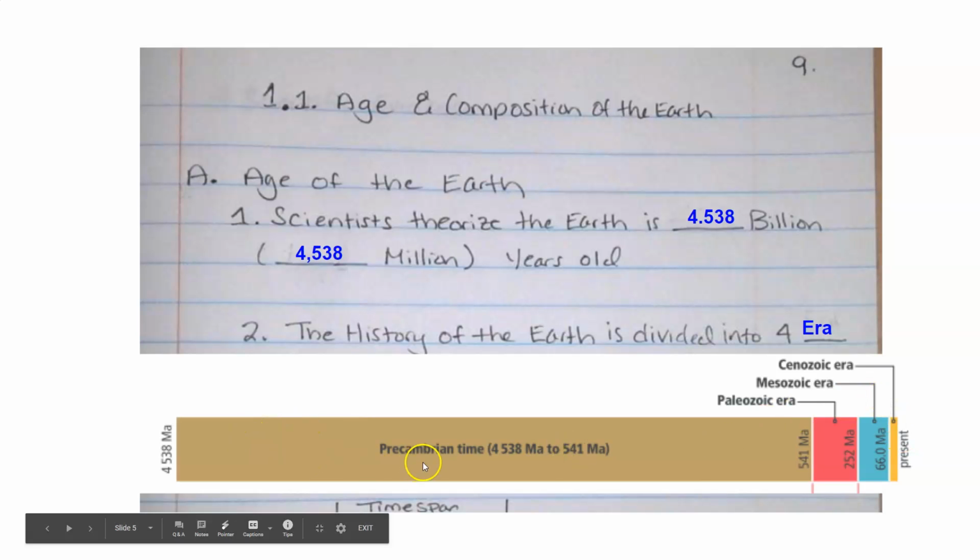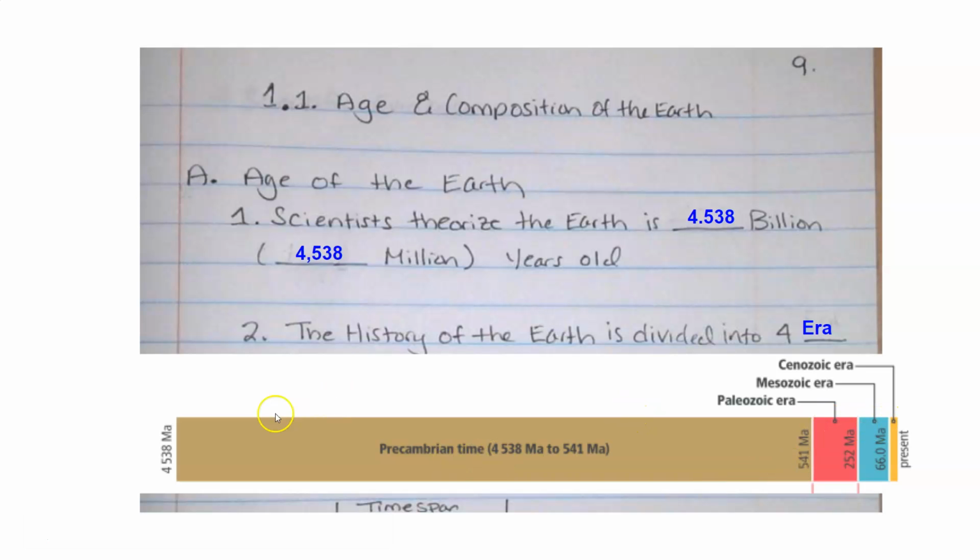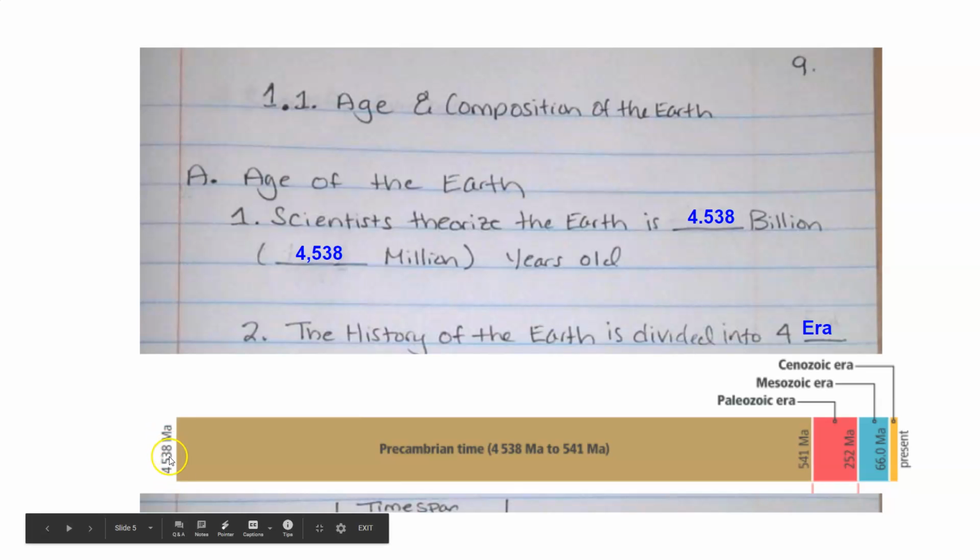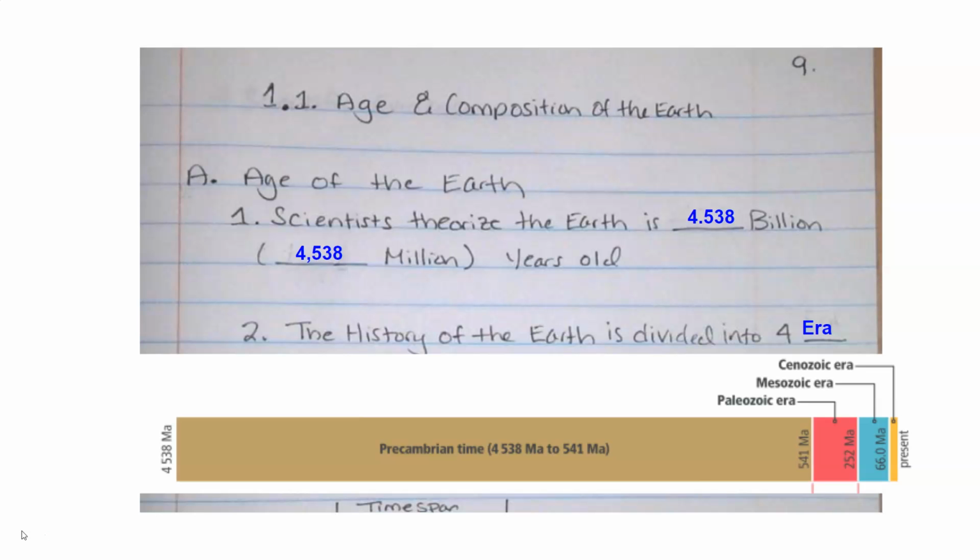You also want to label the eras or the rectangles: Precambrian, Paleozoic, Mesozoic, Cenozoic. And also you want to add the time in millions of years ago. So 4,538 million years ago, 541, 252, 66, and present. So make sure you have basically this all copied. And that is it. So now that you have this information in your notebook, we'll have some more that we're going to add in that table at the bottom. But this is the main stuff you need to capture for right now.